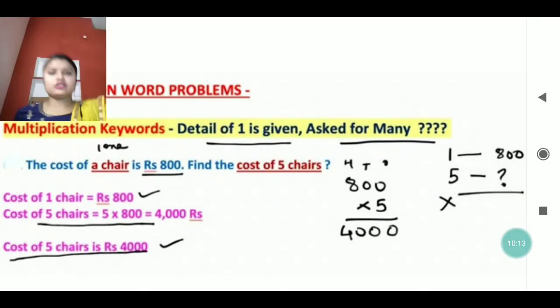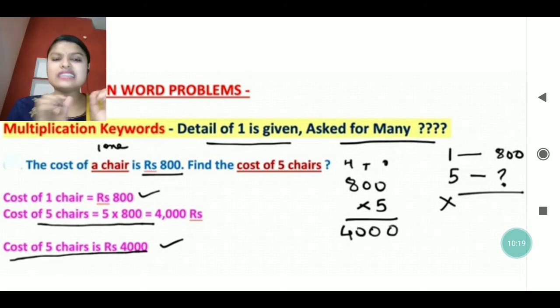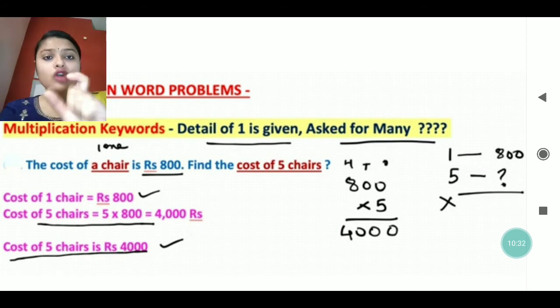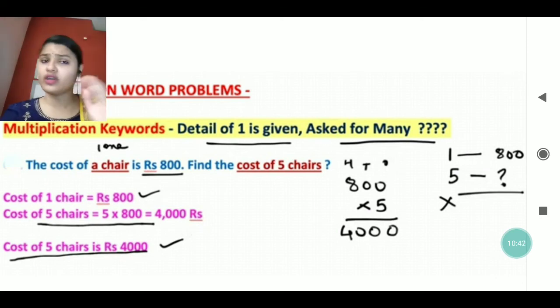So in this question also you can see what is written. The cost of a chair is rupees 800. There is one particular chair, and the cost of that chair is 800 rupees. You have to find the cost of 5 such chairs. So just see, cost of a chair you will write, that is 800. Number of chairs is 5. Or it is written cost of 5 chairs. Cost of 1 chair is given, and cost of 5 chairs you have to calculate.